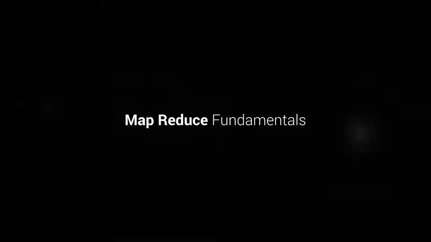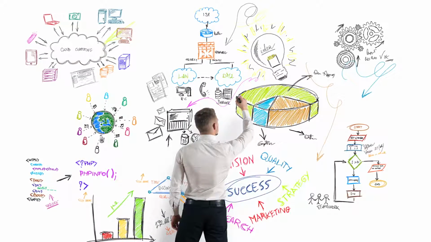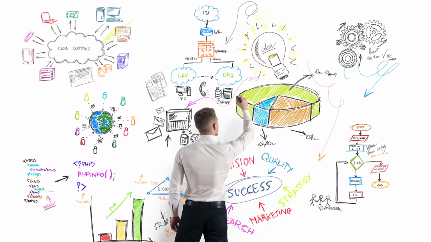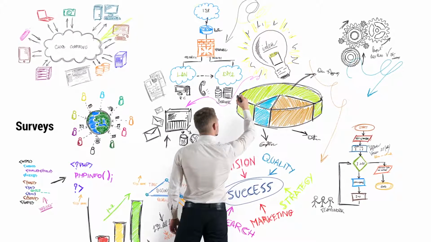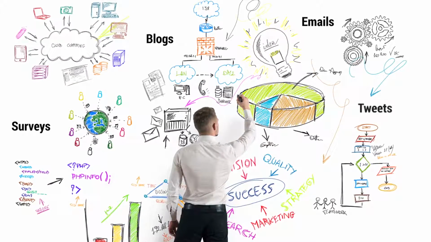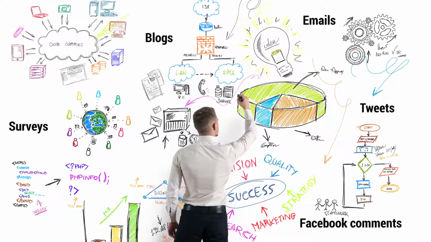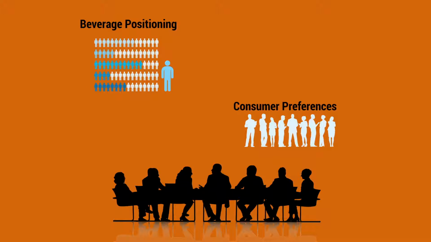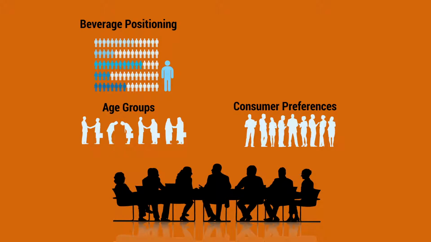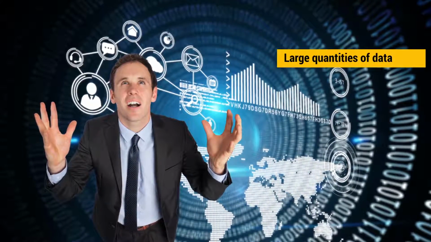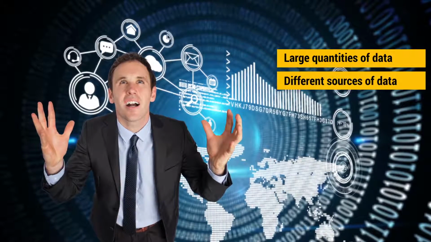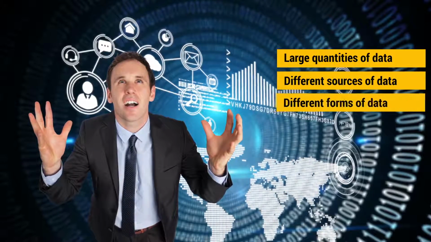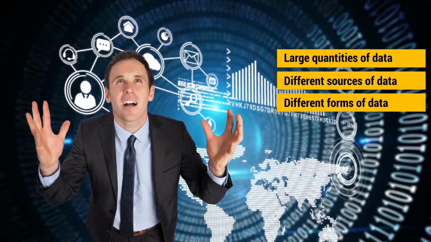MapReduce fundamentals. At a global beverage company, executives wanted to analyze their global consumer feedback from surveys, blogs, emails, tweets, and Facebook comments on a daily basis. This would help them understand the beverage positioning patterns and consumer preferences of beverage flavors across age groups and in certain geographies. However, they were bogged down by large quantities of data coming in from their different sources, as well as the different forms of data constantly pouring into their systems.